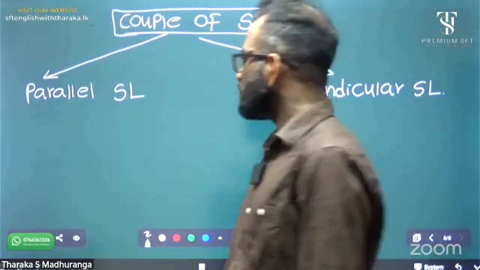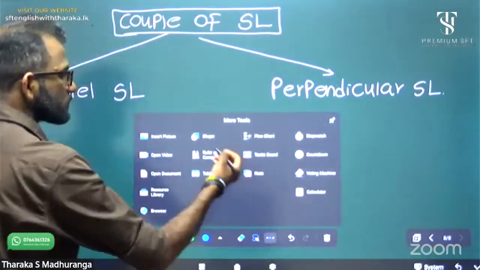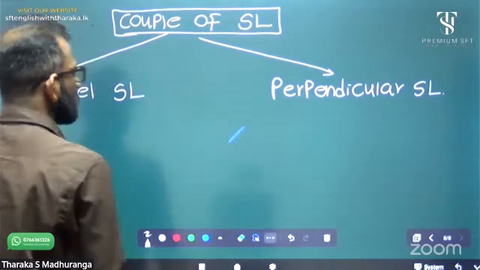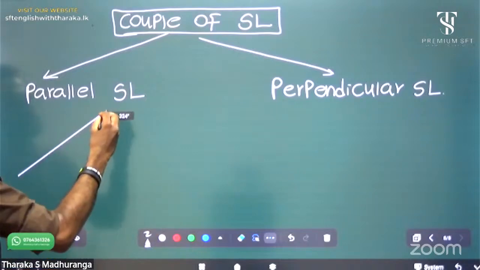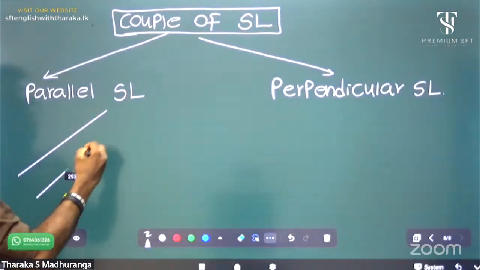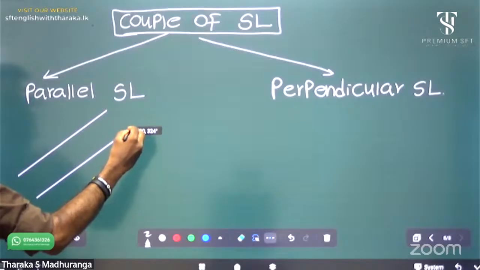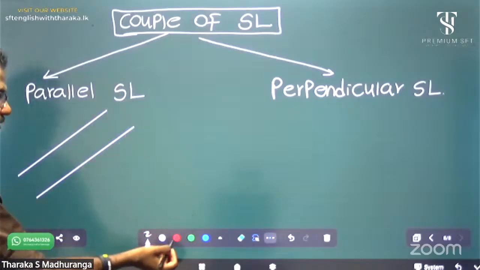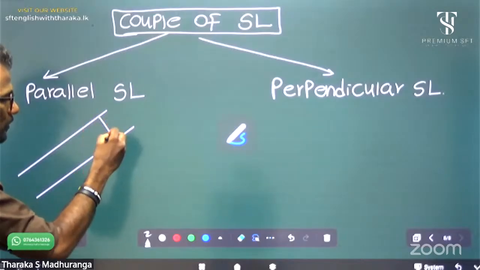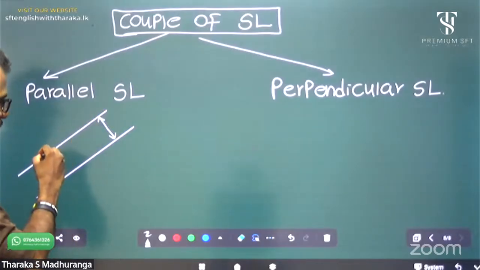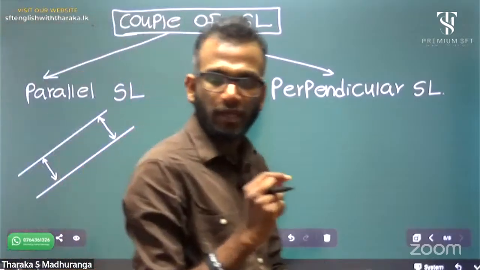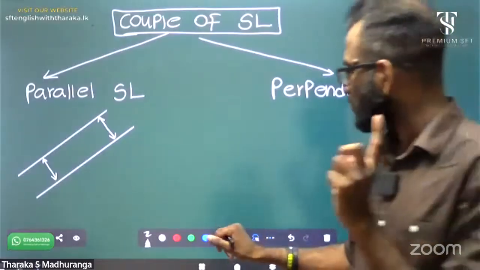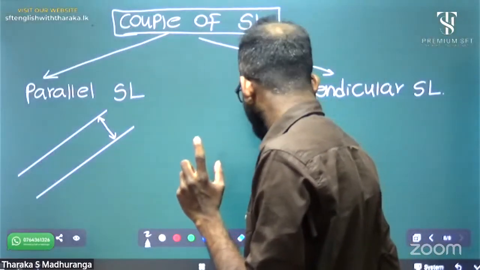Okay, what's the meaning of parallel straight lines? Parallel straight lines have the same gap and do not meet anywhere, right? Two straight lines that do not meet anywhere. Okay, that's the meaning of parallel straight lines.